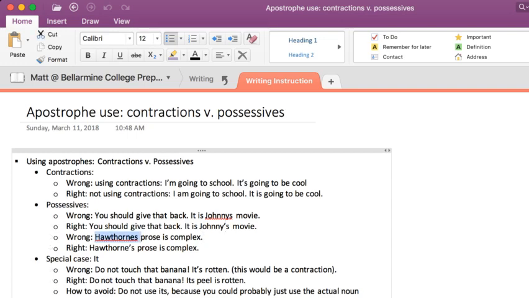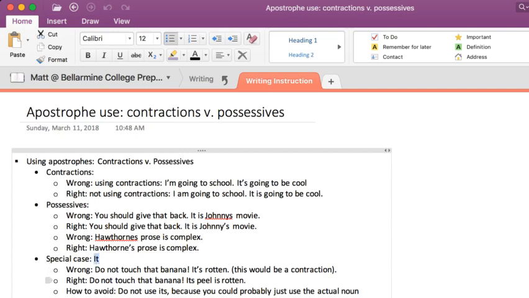This would be a plural form of Hawthorne, like multiple Hawthornes. An apostrophe after Hawthorne and then an S would be that the prose which belongs to Hawthorne is complex. That's totally fine. Now, where students get even more mixed up about this apostrophe use is it.